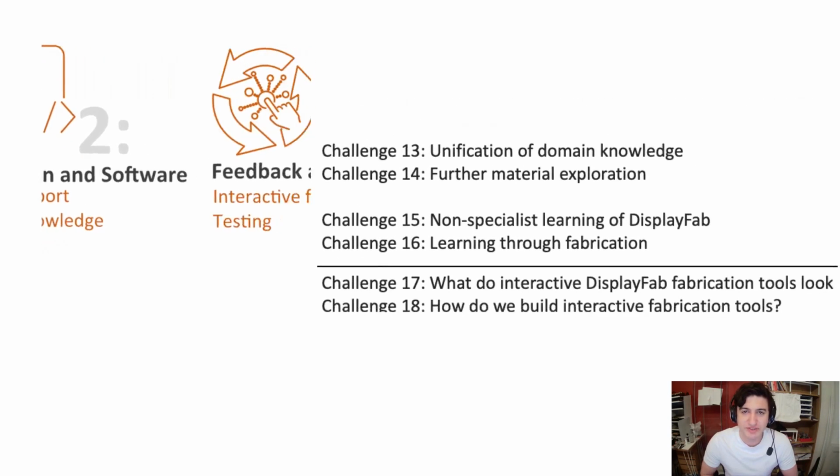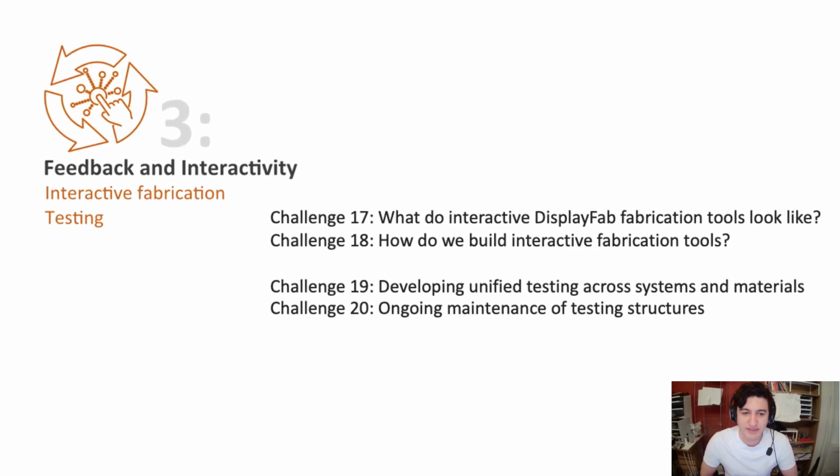In the third category of DisplayFab, we look at feedback and interactivity, specifically focused on where people intervene within a system. In this context, we consider challenges and opportunities relating to the development of tools regarding interactive fabrication, a concept developed in the context of personal fabrication, as well as exploring and appropriating testing structures specific to display materials. An example of a challenge in this area is how we develop unified and transferable testing structures between different materials and different structures, as well as between different fabrication processes.